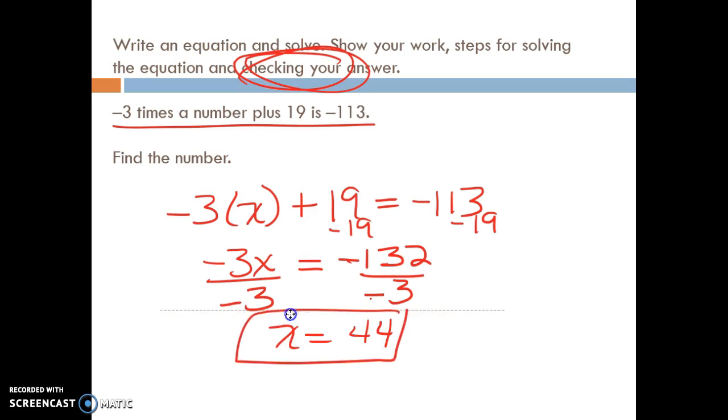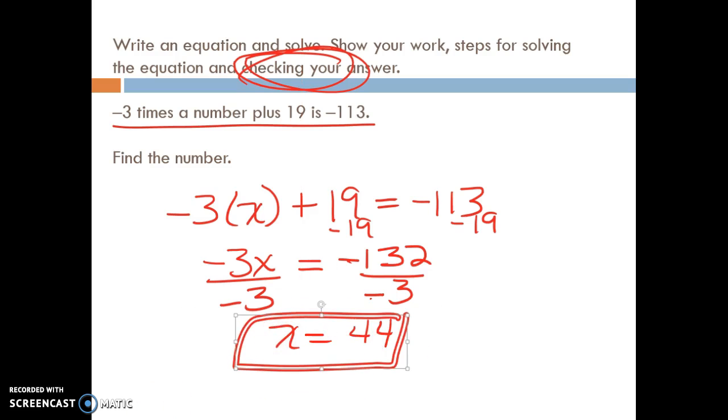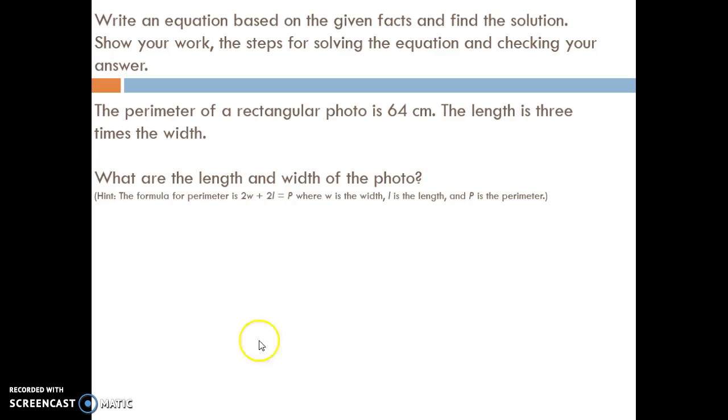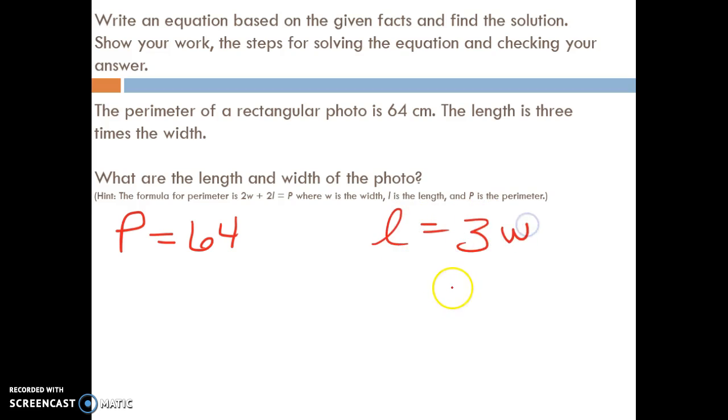Anyway, last question. Write an equation based on the given facts and find the solution. So the perimeter of a rectangular photo is 64 centimeters. P is equal to 64. The length is 3 times the width. What are the length and width?